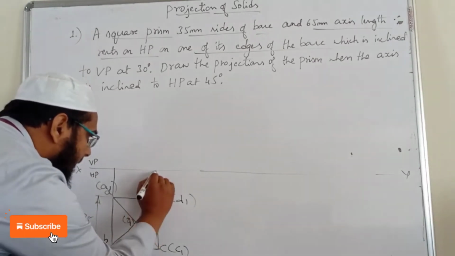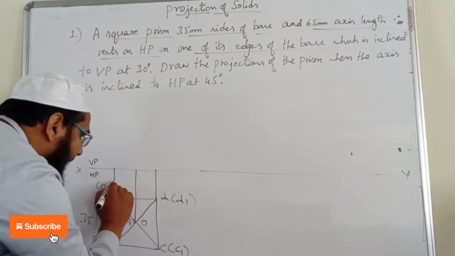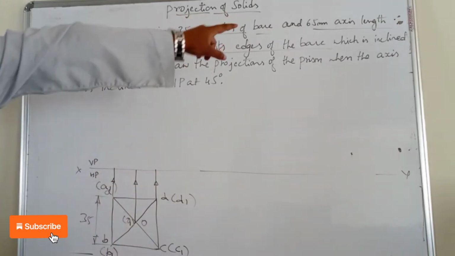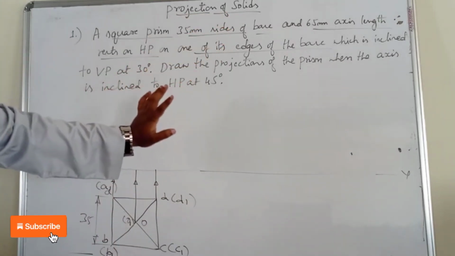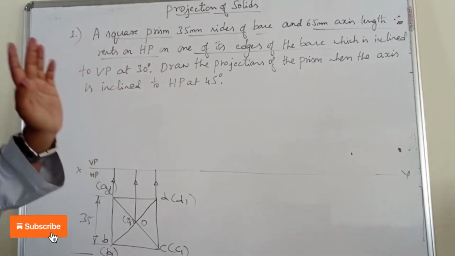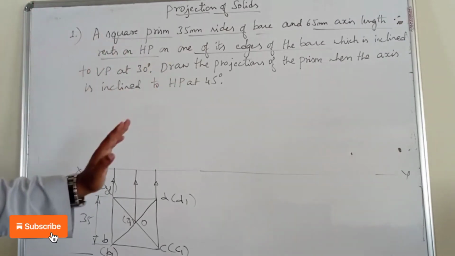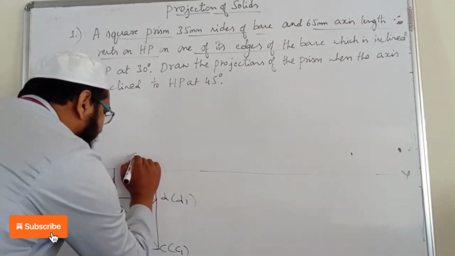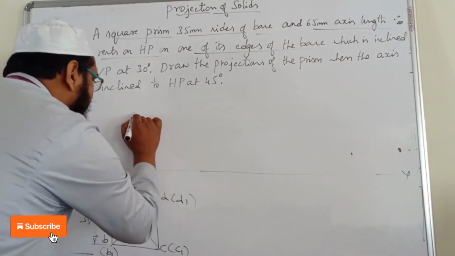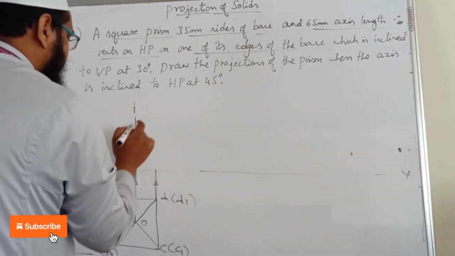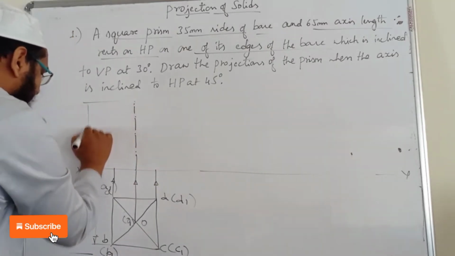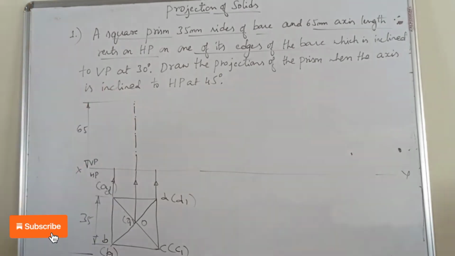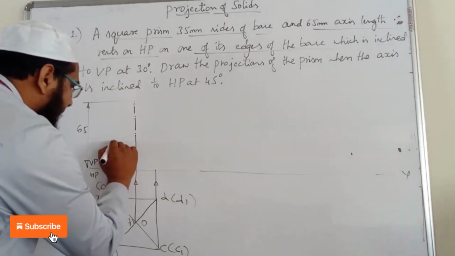these are the projection lines. Using the 65 axis length, I am drawing the front view. We know that the front view is a rectangle here. So remember it: the front view of a prism in the first position is always a rectangle. First I am drawing an axis line of dimension 65 here. Using this axis length, I am going to construct the rectangle.